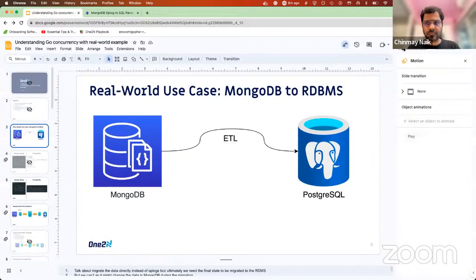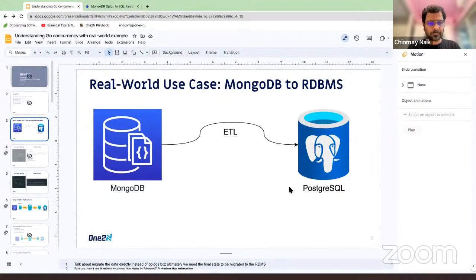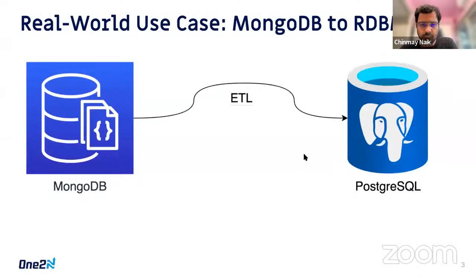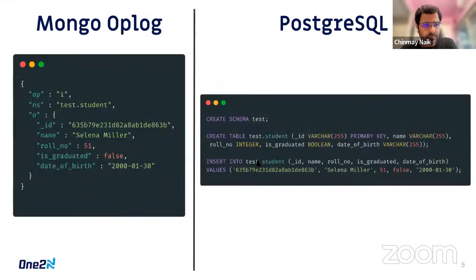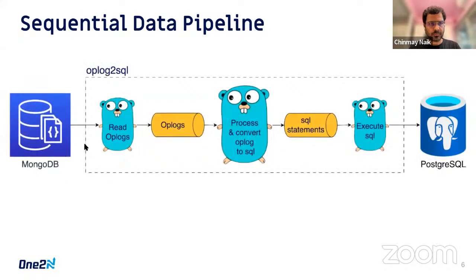a little presentation for the same. So this is our use case, where we are reading the data from MongoDB and transforming it into the SQL statement, and then executing those SQL statements to the Postgres. So this is our outcome, where from this oplog we are converting to the SQL statements. We have done this so far as per our current implementation. But now, what we need to do is read the oplogs from the MongoDB.